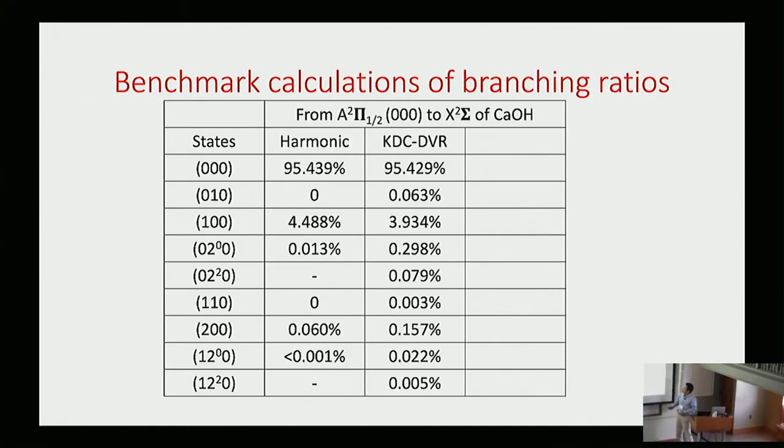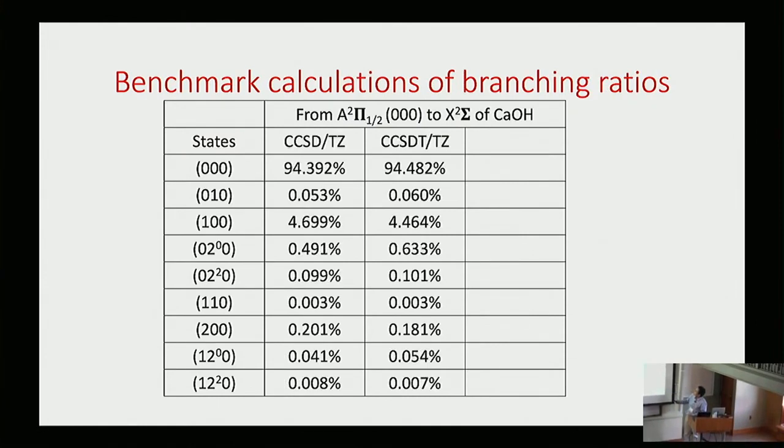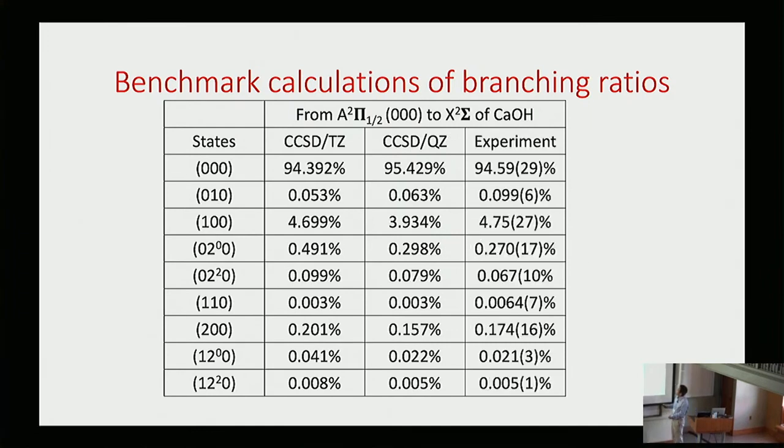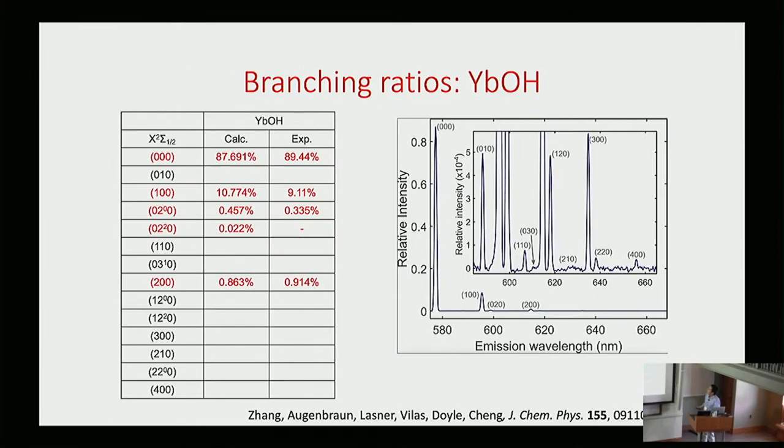So the branching ratios, these are the harmonic calculation. This is a KDC multi-state DVR calculation. And we are changing the surfaces. It doesn't change very much. So I think the important thing is just to say that these results do not change too much. And our calculations compare favorably with the measurement, at least in terms of the order of magnitude. So it will be fun to show this.